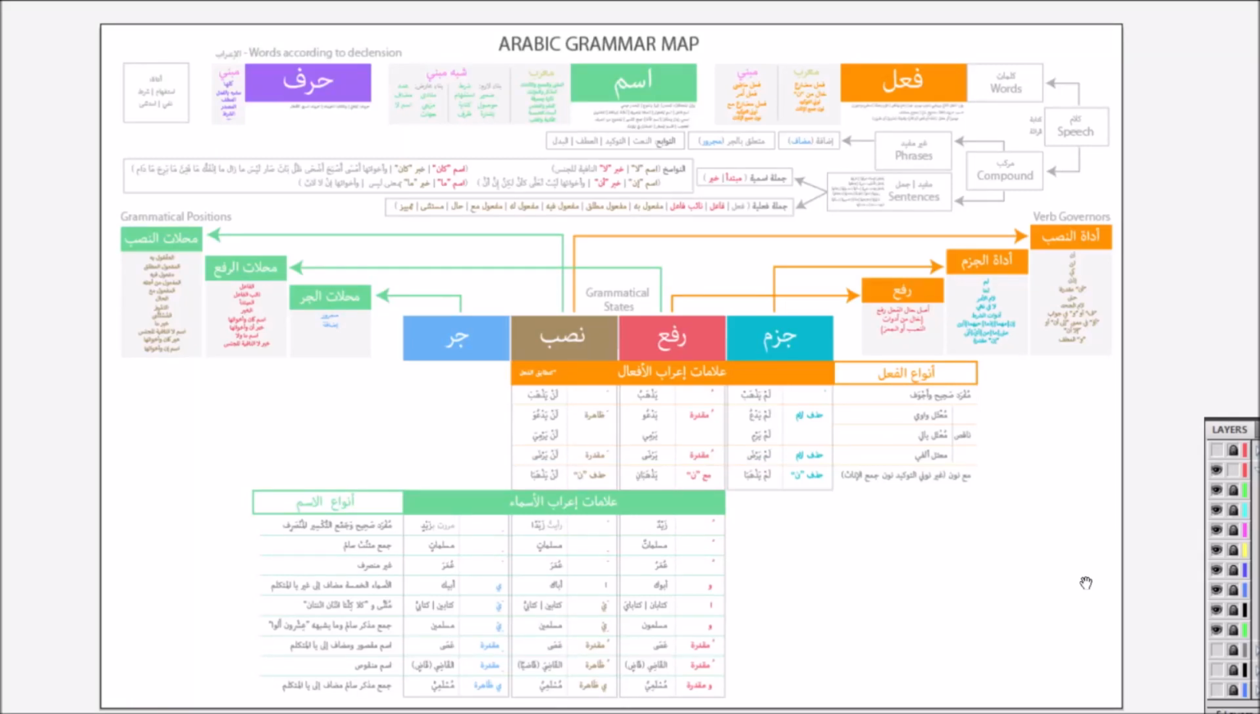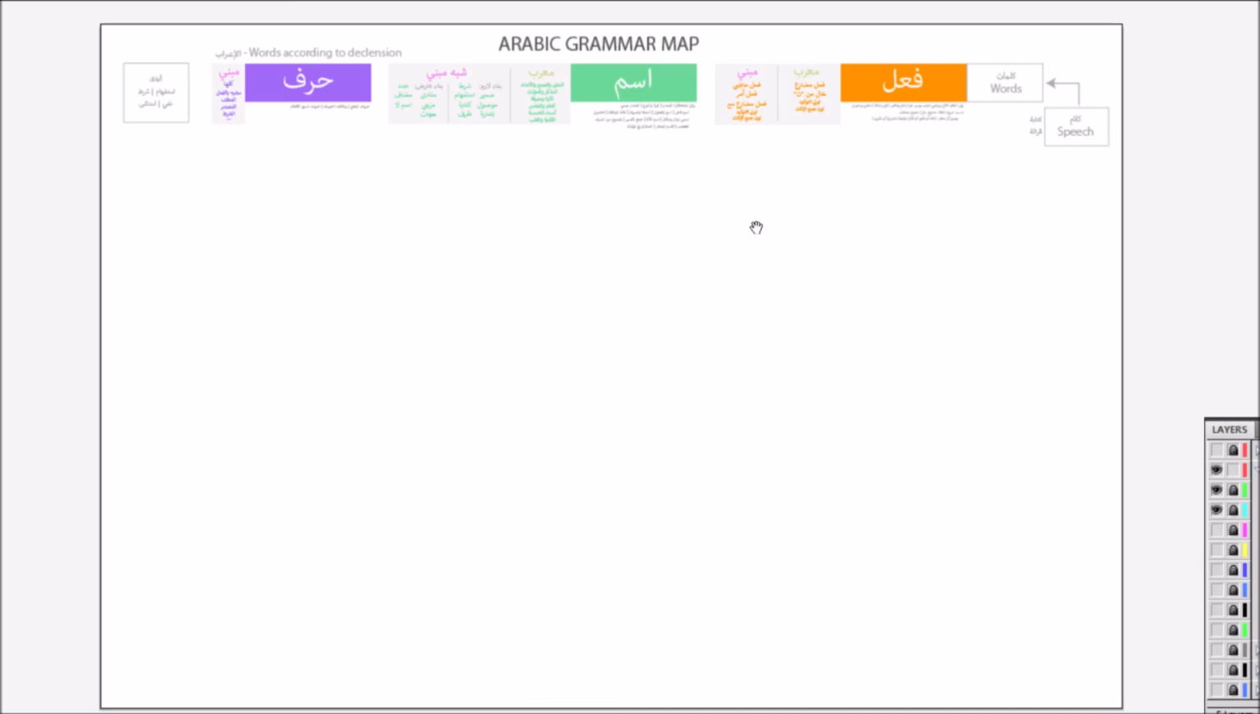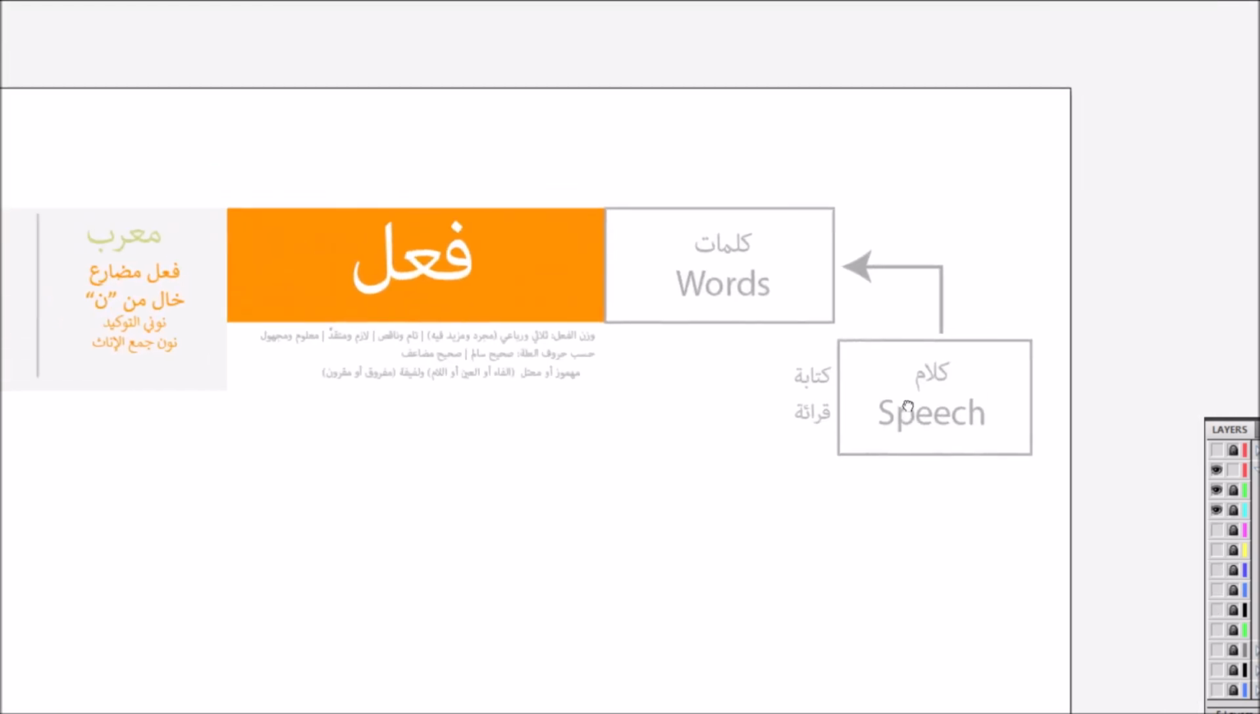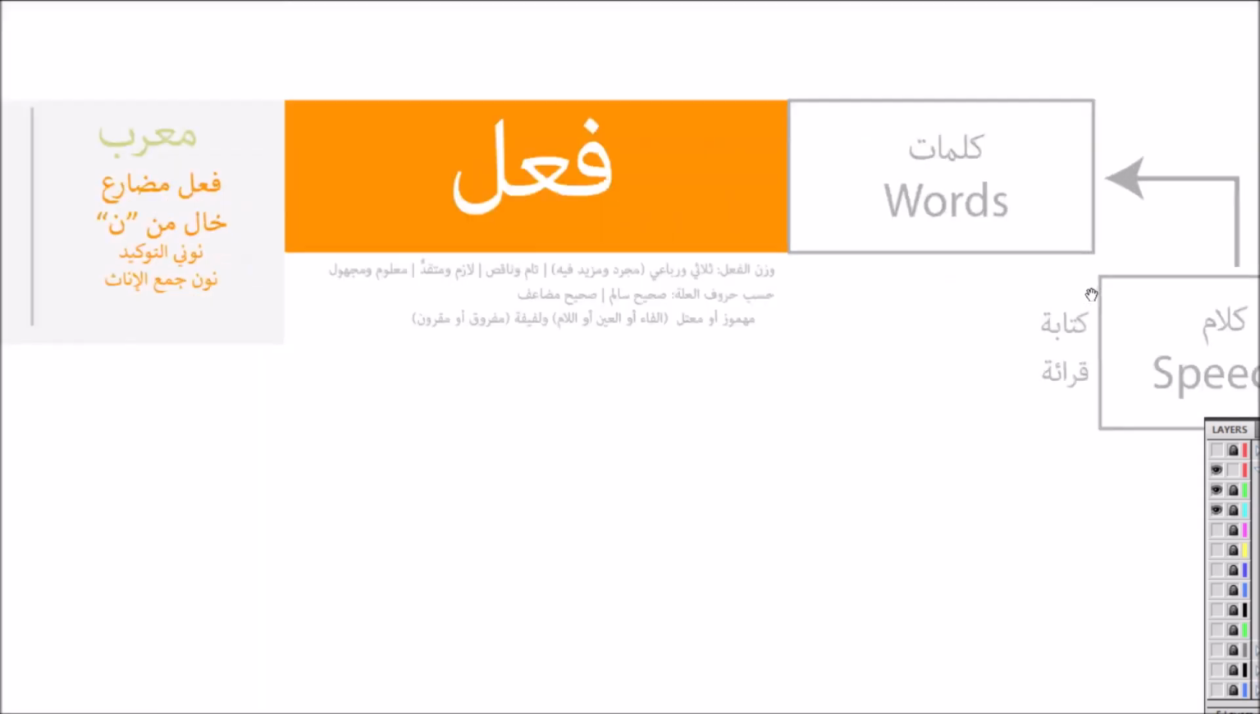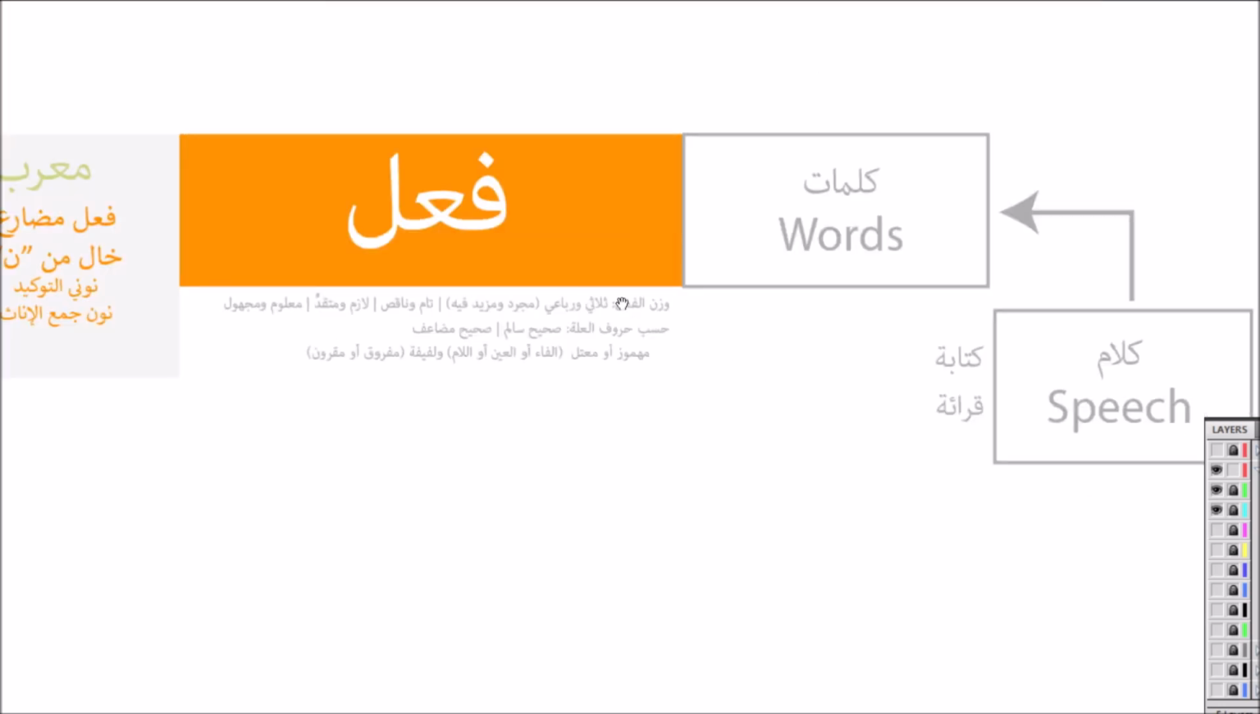This is my Arabic grammar map. This is not a lesson, this is just going to be a brief tour. So let's take a look. Okay, Bismillah. First of all, we have the words. So we see here the speech is broken into three. So you have the fi'l, the ism, and the harf. And of course, the speech can also be looked at, for example, from kitaba and qira'ah, which we have covered.